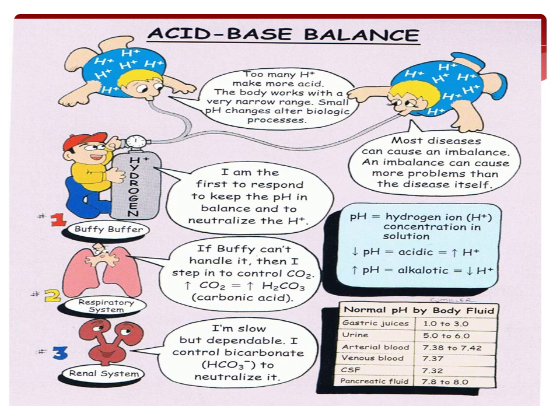The last part is the renal system. I'm slow but dependable. I control the bicarb to neutralize it. So the higher the bicarb, the higher the pH. There's a proportional relationship between bicarb and pH. Okay, so as bicarb rises, the pH will rise. As the bicarb lowers, the pH will lower.